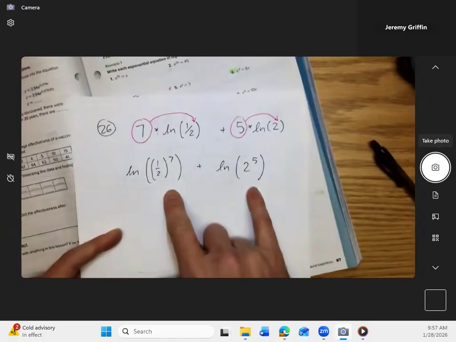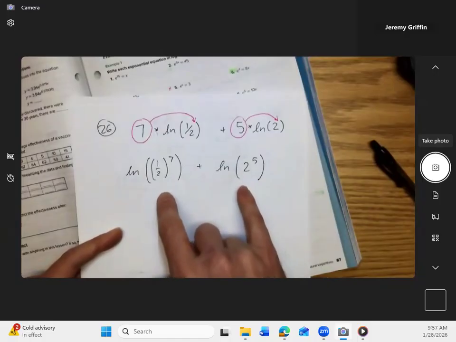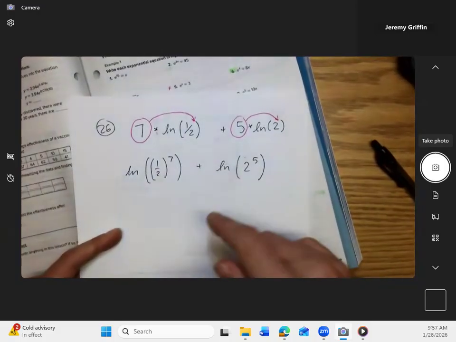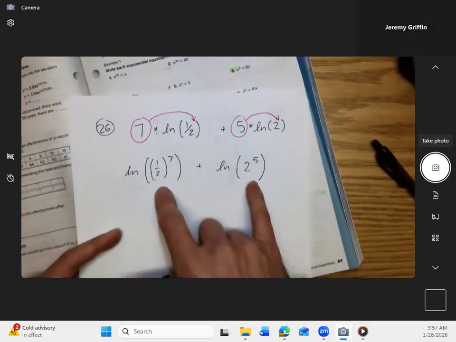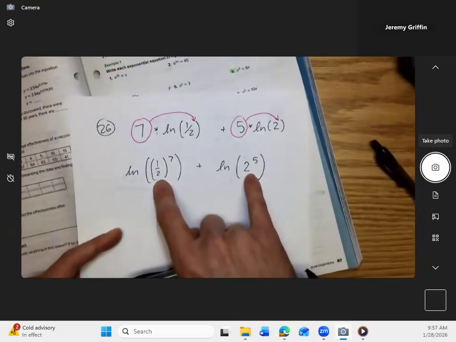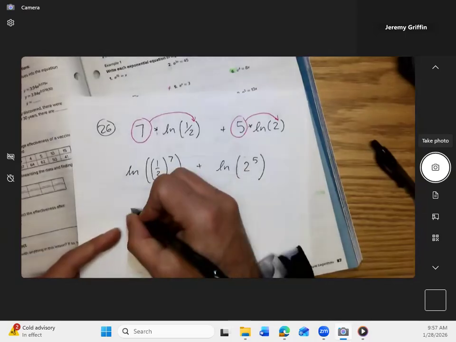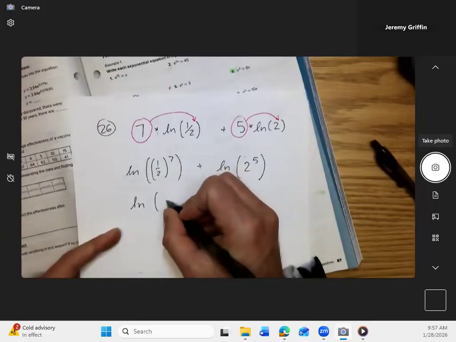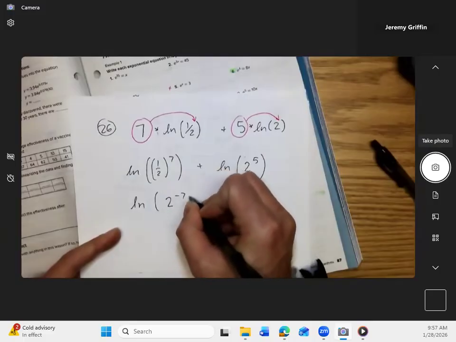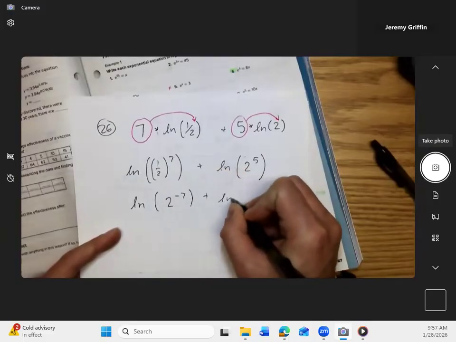Like natural log of... Tell you what, I'm really itching to do. Remember last time I was saying 5 goes into 125 some power. Does this 1/2 and this 2 have anything to do with each other? 2 to the power of what is a half? -1. Okay, let me go ahead and take care of that. So isn't this really natural log of 2 to the -7 plus natural log of 2 to the 5?